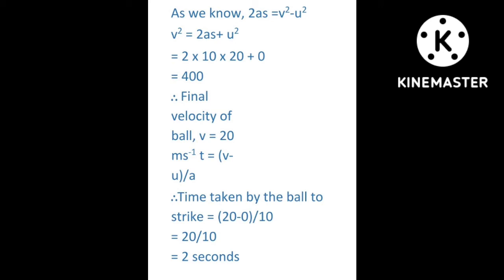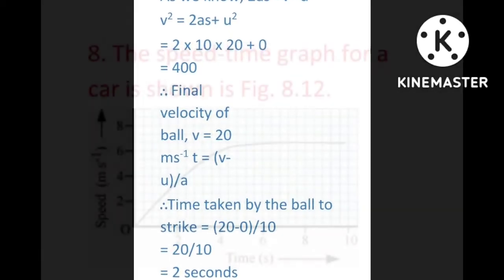Now we have to calculate t. For finding t, which equation can we use? Again we have to find the appropriate equation from the three equations of motion, so that we have u, a, s and v. Then we have to calculate t. Which equation will be better? The first equation, that is v equal to u plus at. When we rearrange it, we get t equal to v minus u by a. Therefore, time taken by the ball to strike will be, substituting the values, 20 minus 0 divided by 10, that is 20 divided by 10, which is 2 seconds.